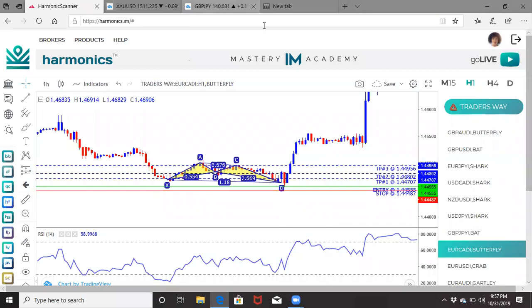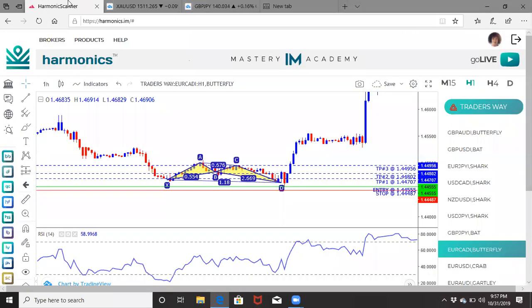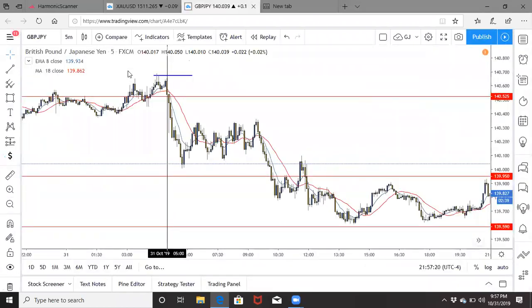So, everybody on the chat, y'all want to go to your CAD? I'm gonna break that down, then I'm gonna let y'all work on a pair. Euro CAD, it's a butterfly pattern on the H1.